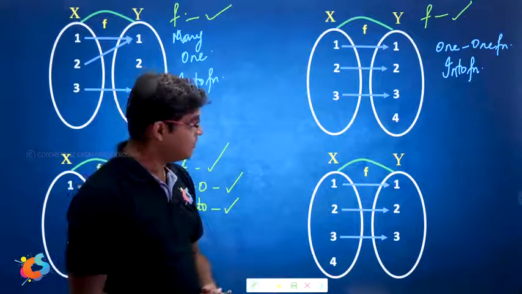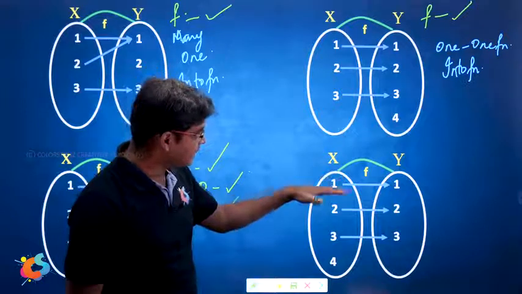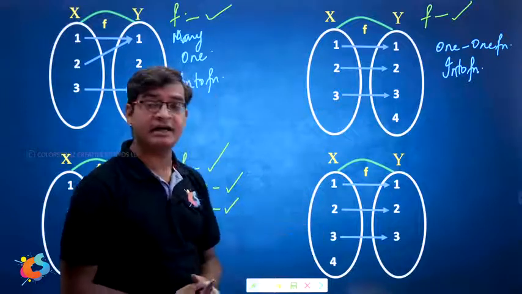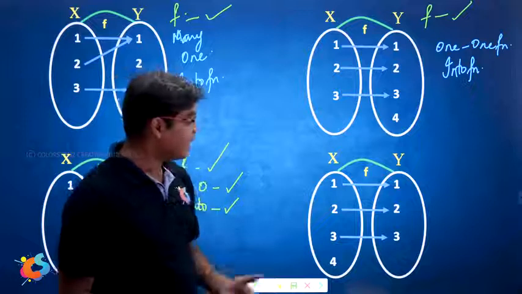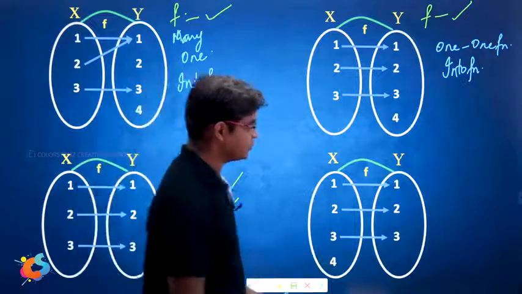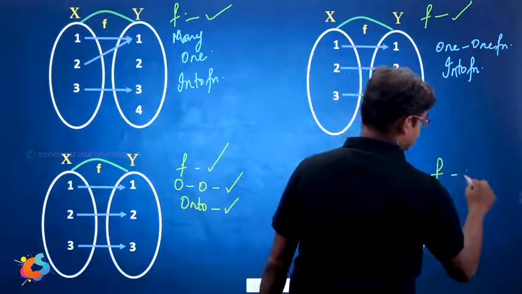What is the definition of the function? Every element of the domain should have exactly one image. And here this has 0 images. So therefore this is not a function.